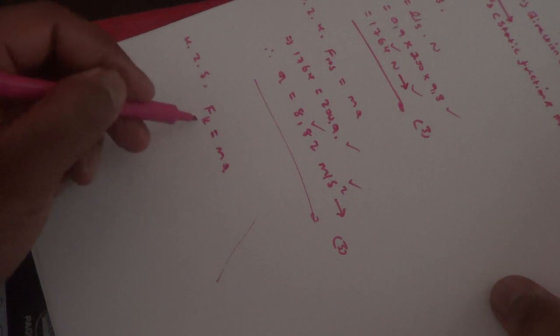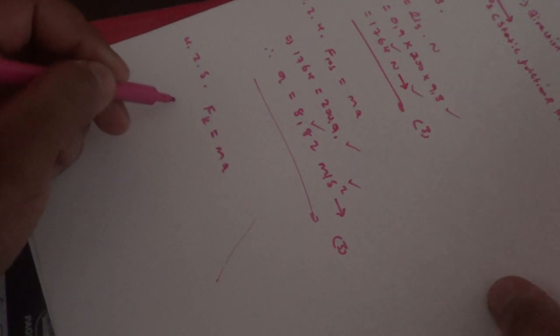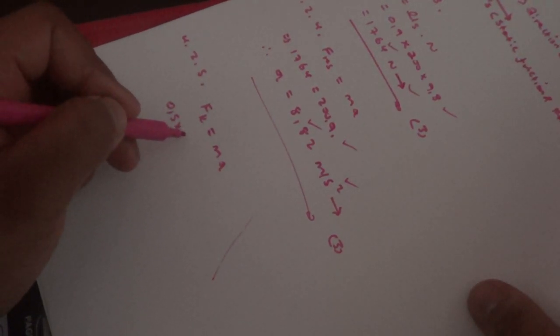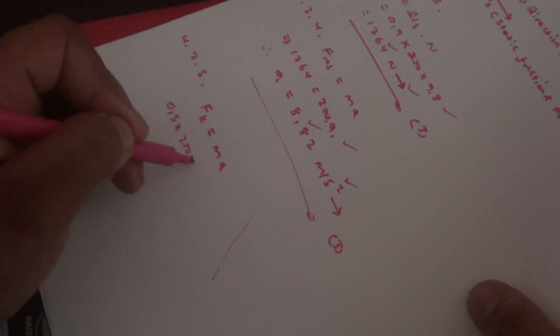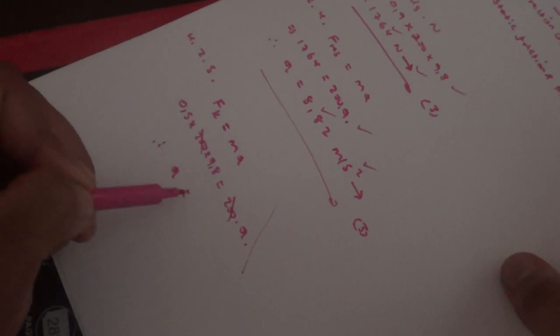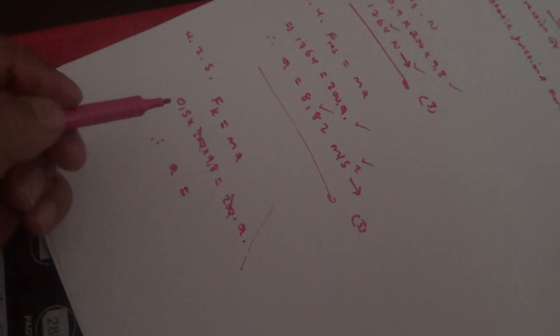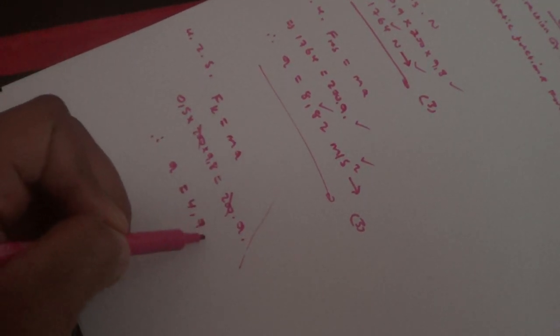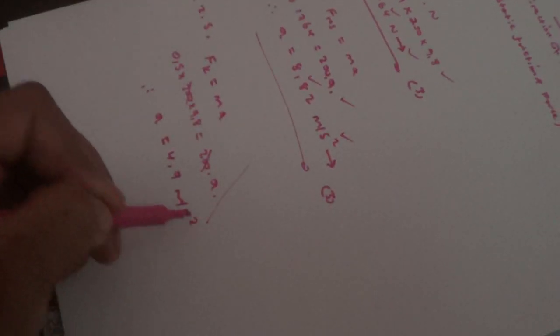Now, the issue is, what is the kinetic friction here? They gave us the coefficient, which was 0.5, multiplied by the normal force. Normal force is the weight of this crate, so it is 200 multiplied by 9.8, which is going to be equal to 200 times A. Already you can see here, these ones will cancel. Therefore, A is going to be equal to 0.5 times 9.8, right, which is just 4.9 meters per second squared.